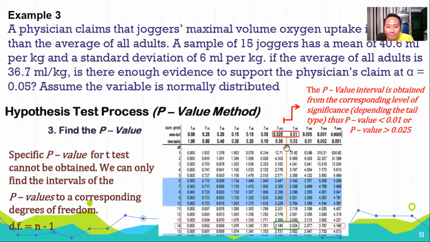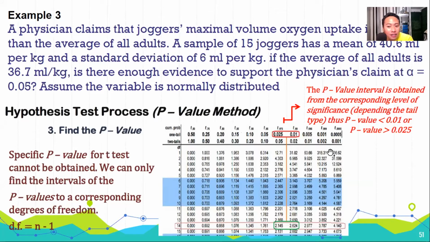And then you go up, go to one tail. Why one tail? Because this is a one tail test. The corresponding alpha or significance level of these two numbers here is the p-value interval. Meaning to say, the p-value is somewhere between these two numbers or these two intervals.